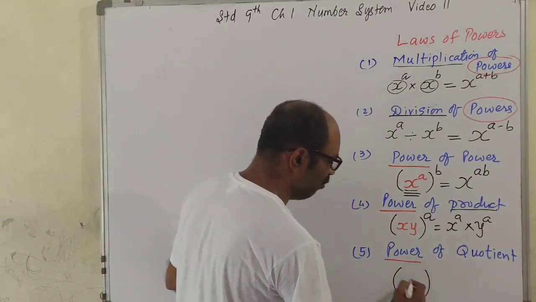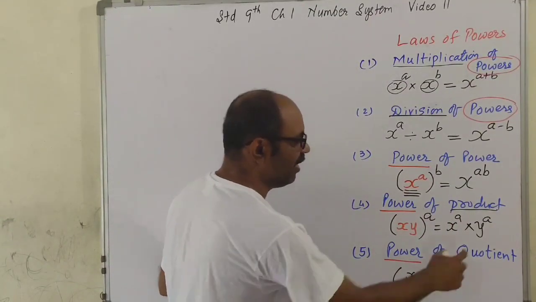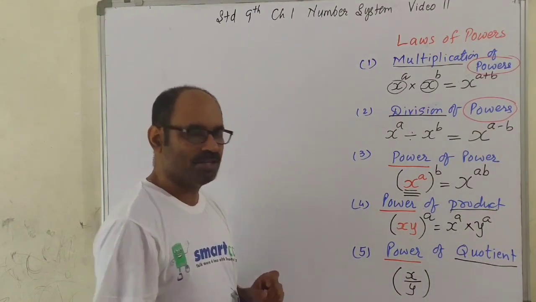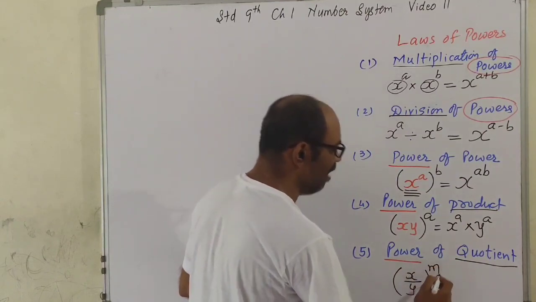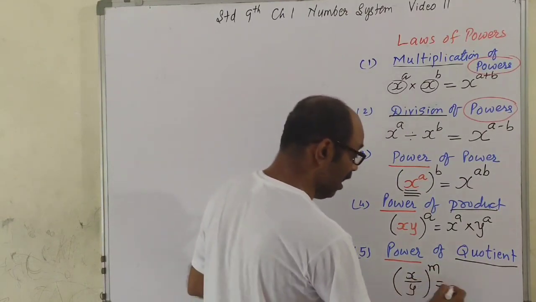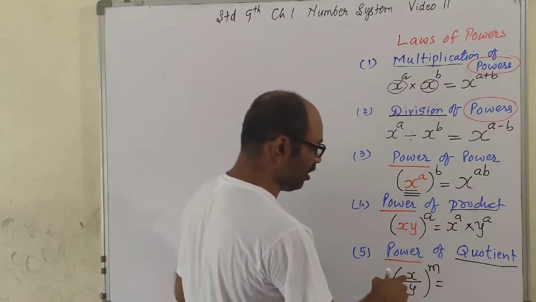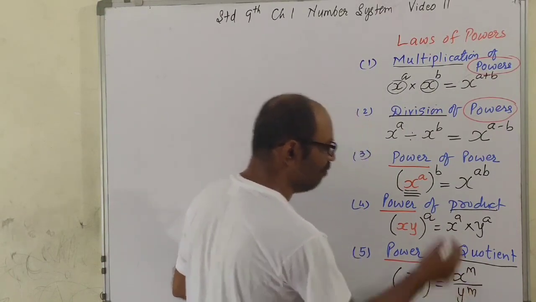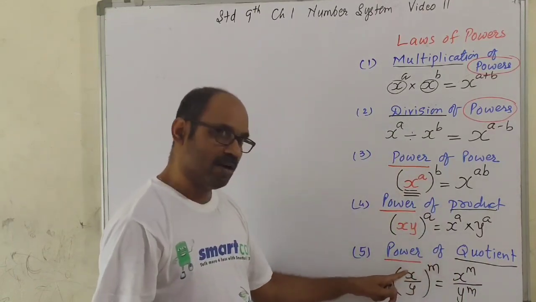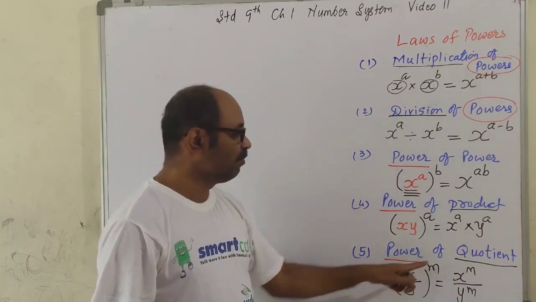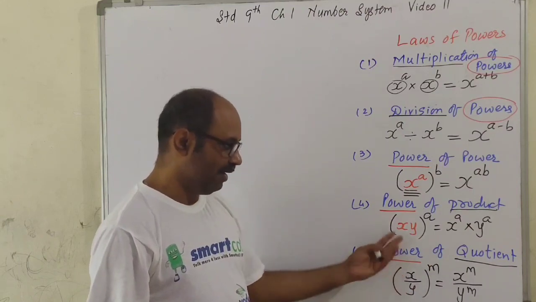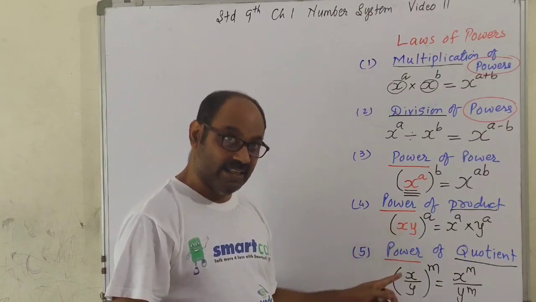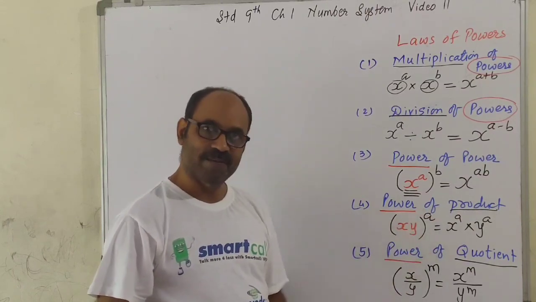Similarly, we have division. When you divide, you get a quotient. X divided by y, you get some quotient, raised to, let's say, m instead of a. So here, according to the law of power of quotient, x raised to m upon y raised to m. That is the law. The mth power of x upon the mth power of y.